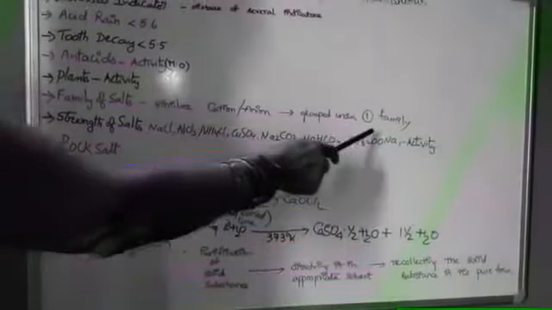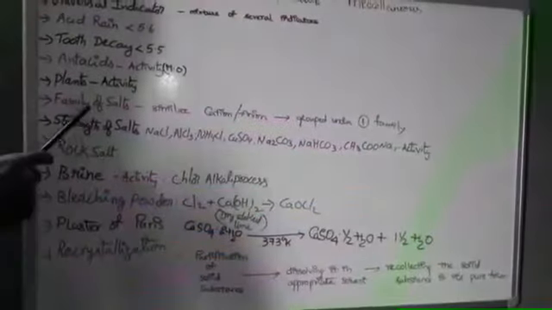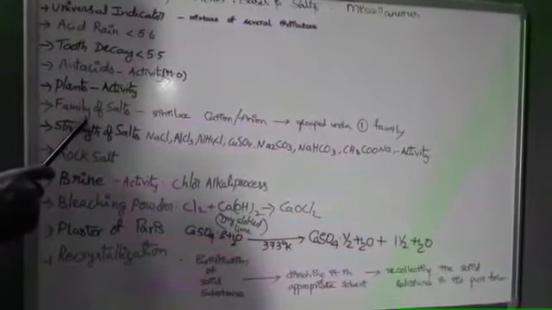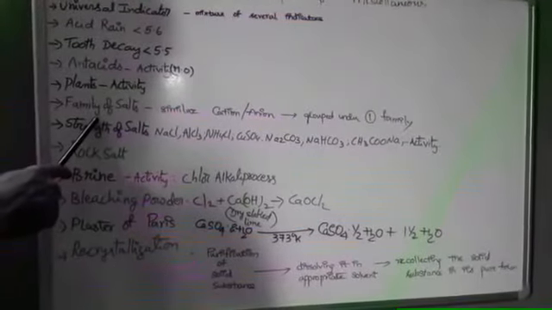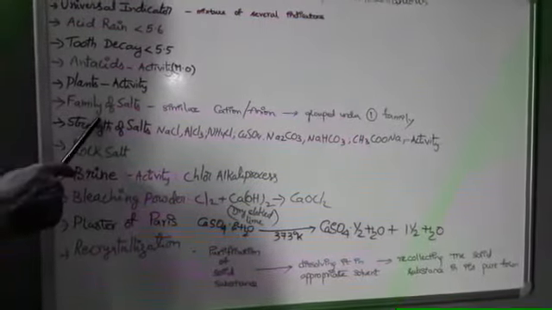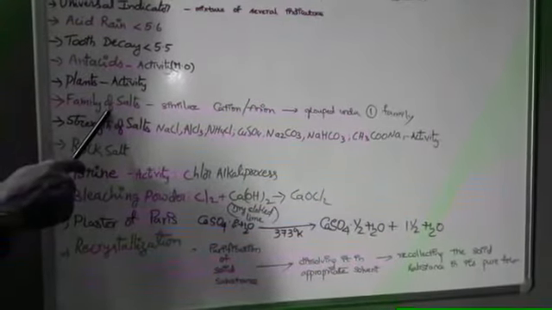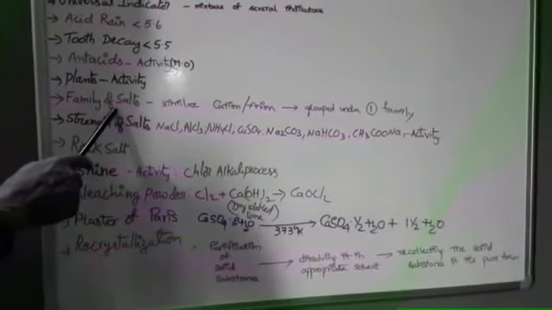Family of salts: salts which have a similar cation, meaning positive charge, or a similar anion, negative charge, are grouped under one family. Earlier we discussed the sodium family of salts. In that we discussed NaCl, common salt, washing soda Na2CO3, and baking soda NaHCO3.